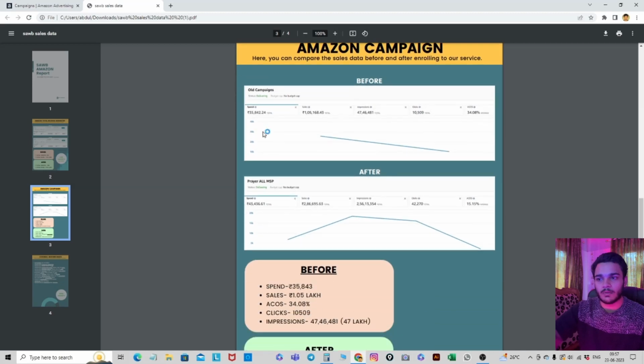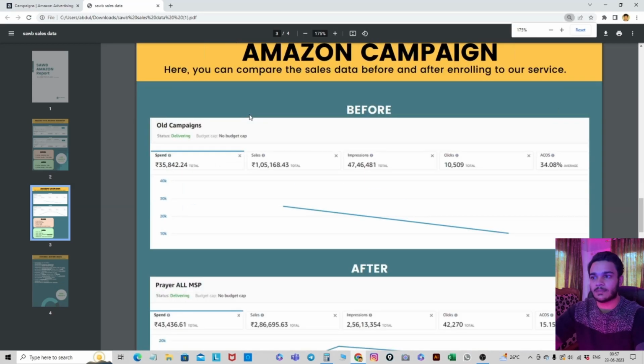So before they joined with me, you can see they spent around 35,000, and they got sales of around 1 lakh. They got around 47,000 impressions, 10,000 clicks, and their ACOS, which is really, really important, was 34%. That's actually taking our profits.